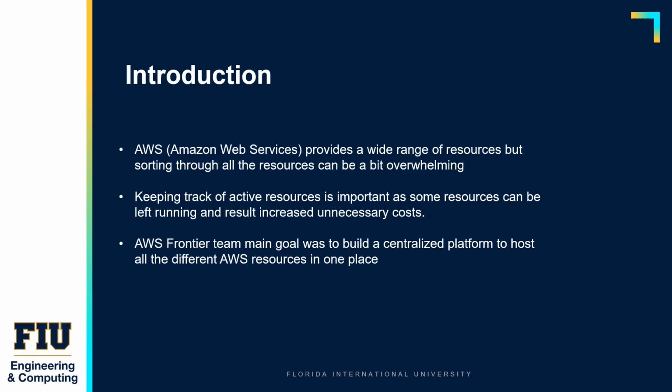Amazon Web Services (AWS) provides a wide variety of resources, and sometimes going through those resources and keeping track of them can be a bit overwhelming. It is important to keep track of all the said resources because it can result in increased unnecessary cost. Our main goal as the AWS Frontier team was to build a centralized platform to hold all the different AWS resources in one place.